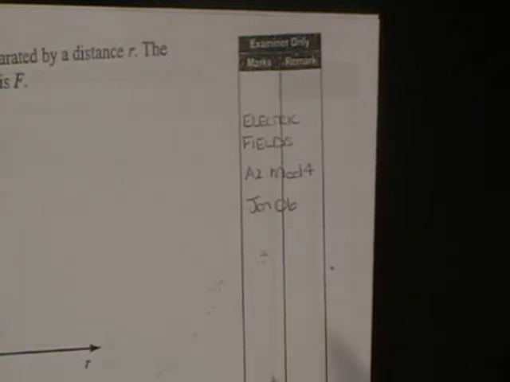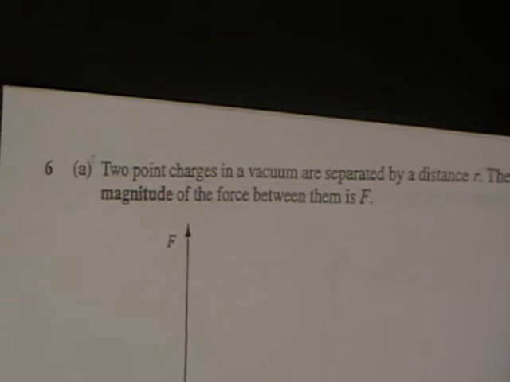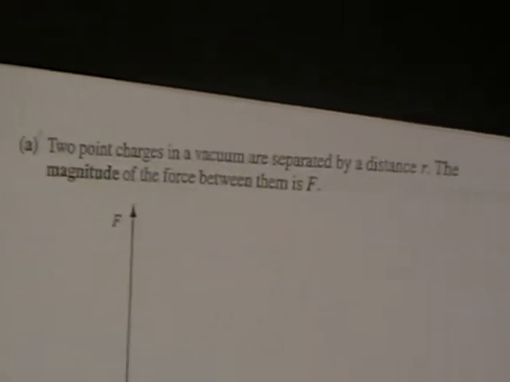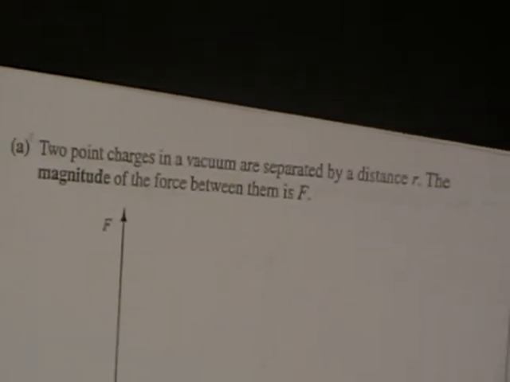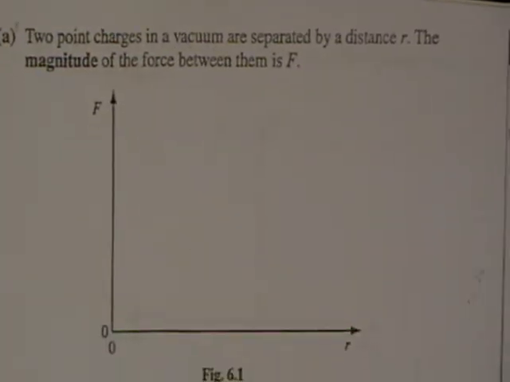Okay, this is question 6 taken from A2 module 4, January 2006. So this is question 6. First of all, it says two point charges in a vacuum are separated by a distance r. The magnitude of the force between them is F. Sketch graphs to show how F depends on r.